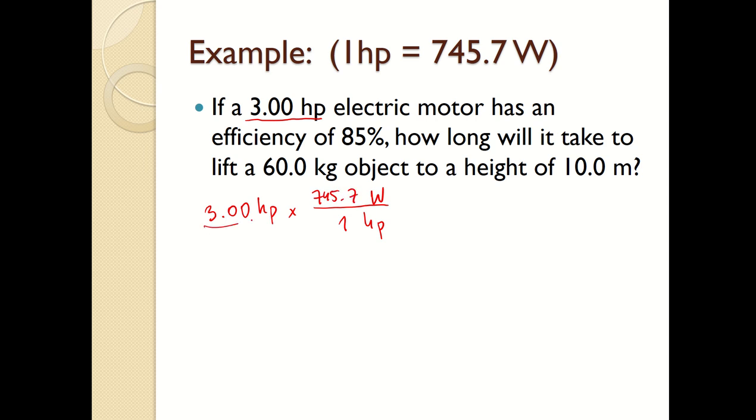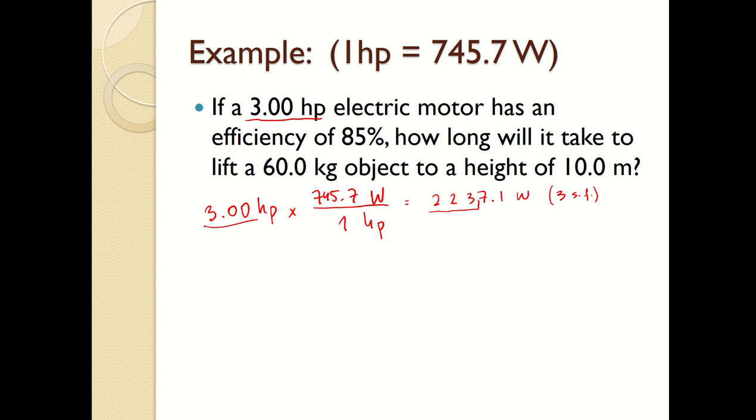Now, this has 3 sig figs here, so our answer, once you convert it, should also have 3 sig figs. So 3 times 745.7 is going to be 2,237.1 watts. And again, I'm going to make a note here that this has 3 sig figs, so I remember that when I use this number in my next calculation.